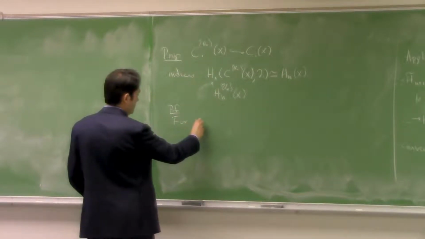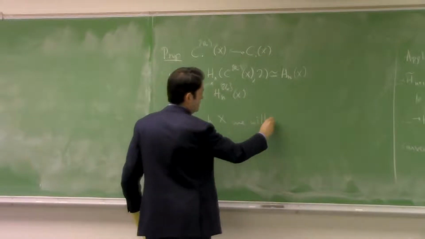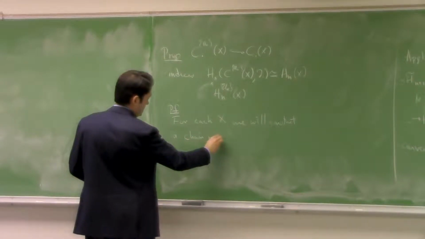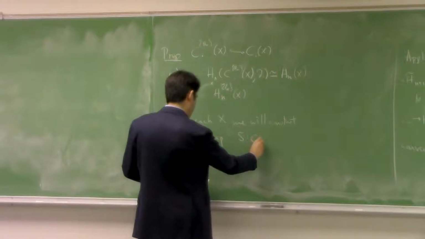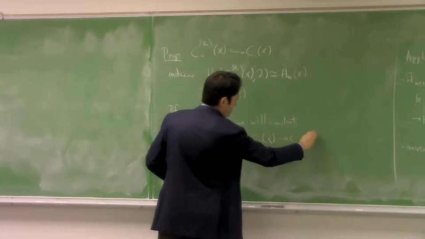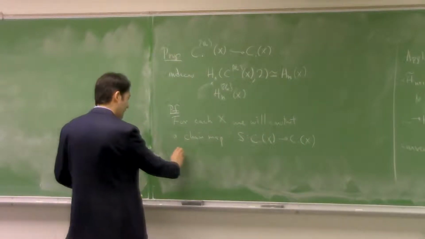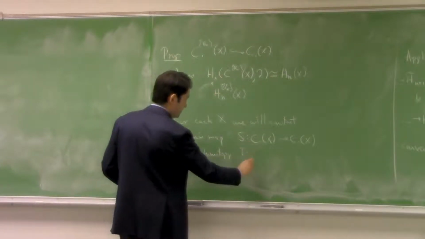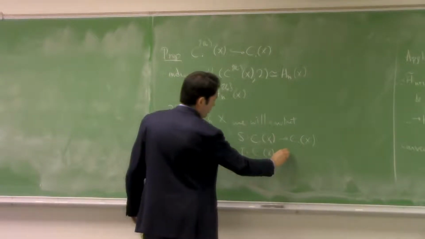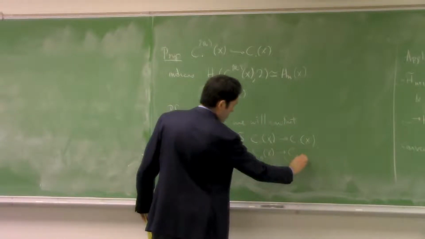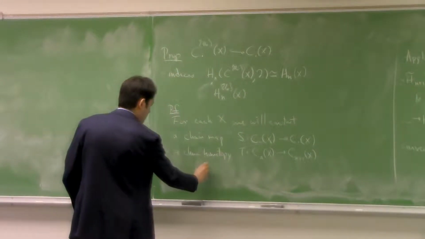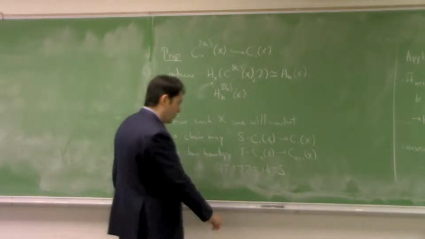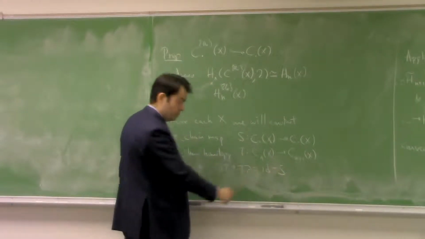Okay. So for each X, we'll construct a chain map S, for subdivision, from chains of X to chains of X, and a chain homotopy map T from chains n to chains n plus 1, such that it's going to be a chain homotopy between the identity and S.